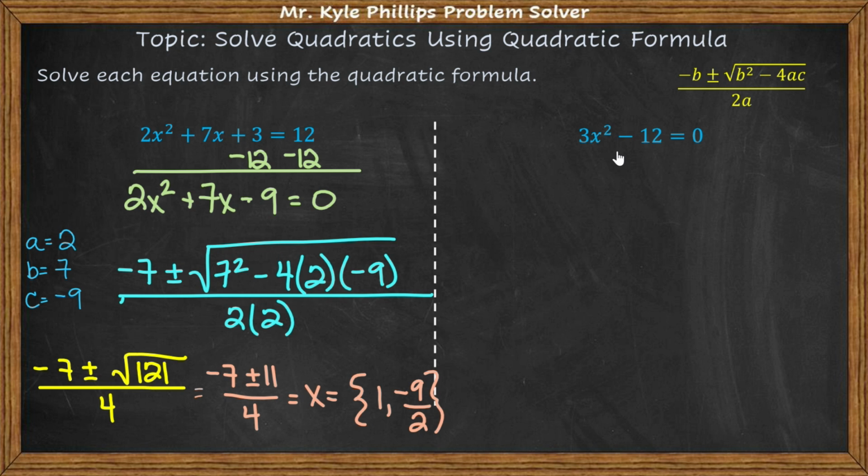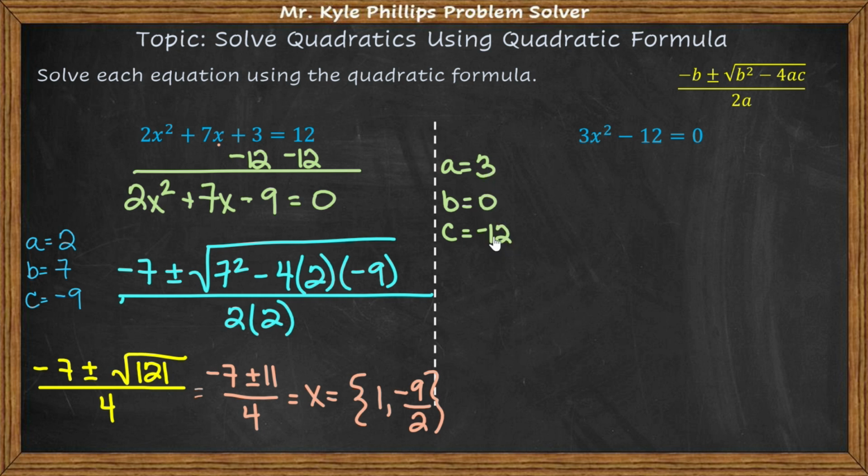All right, here let's look at this one. Here our equation is set equal to 0, so that is a good thing, but we are missing the b term. Okay, there's no x value here, which is fine. When you're solving this, you're just going to have to remember that everywhere you see the b, we're going to plug in 0. So we're still going to go through the same process. A is 3. B is going to be 0. C is going to be negative 12.